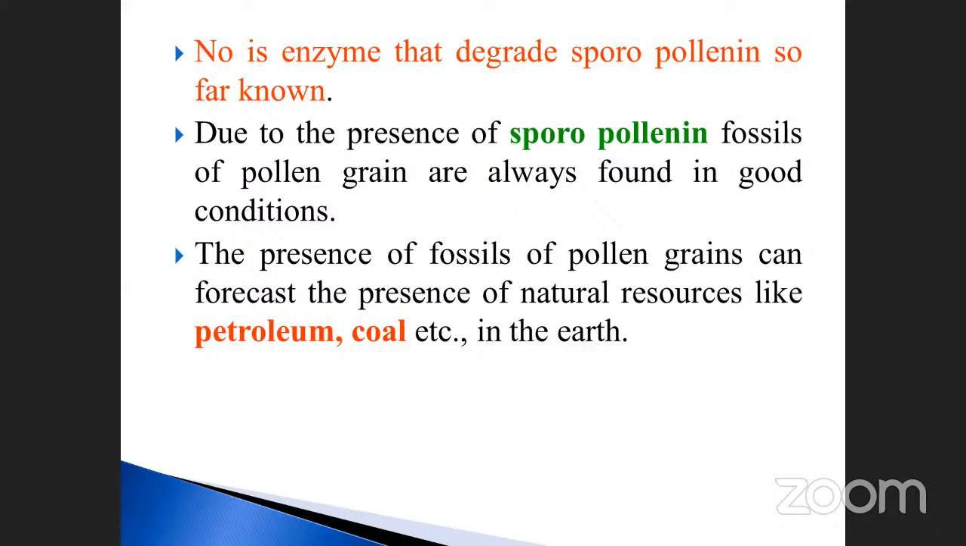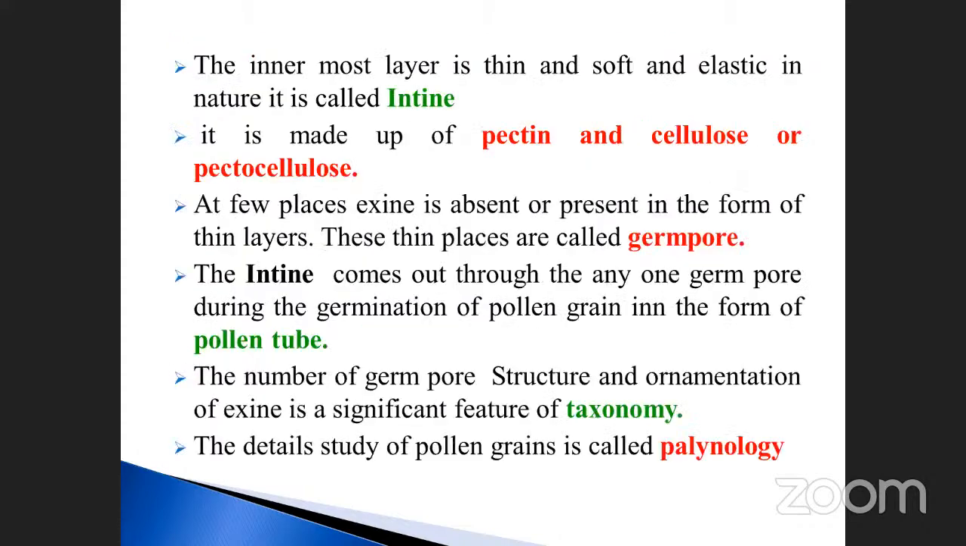The presence of fossils of pollen grains can forecast the presence of natural resources like petroleum, coal, etc. in the earth. After the pollen grain is detached from the petroleum, it has the ability to grow as a new plant. Okay, so there is another one.